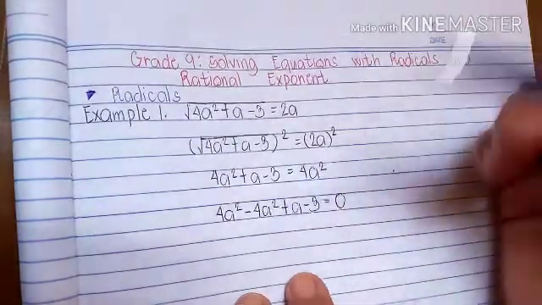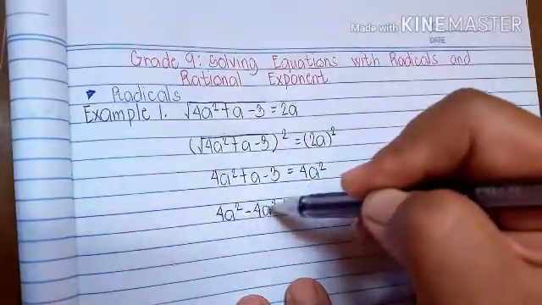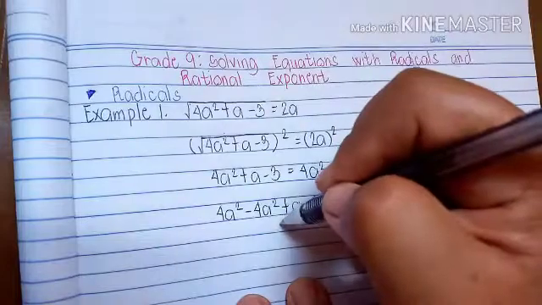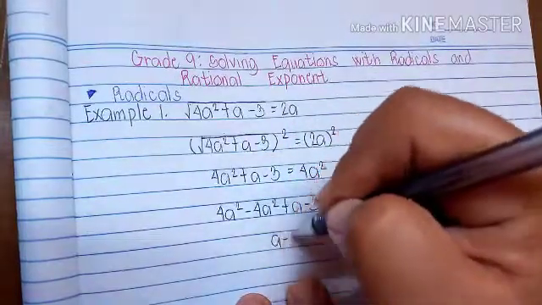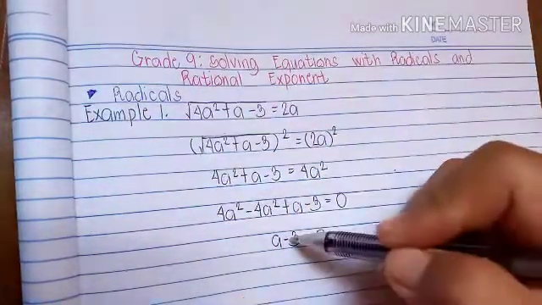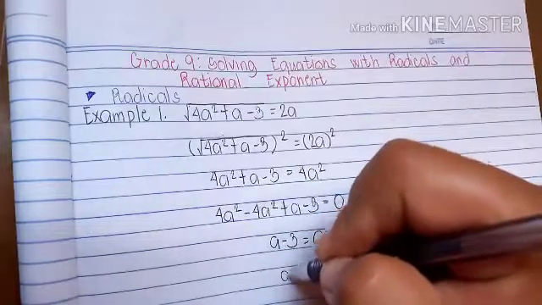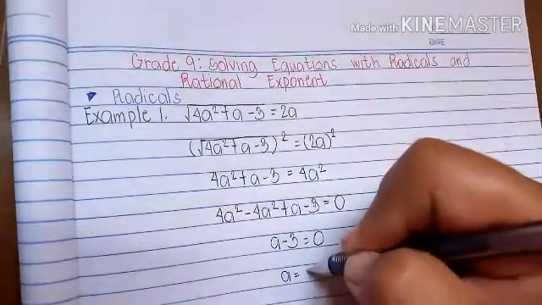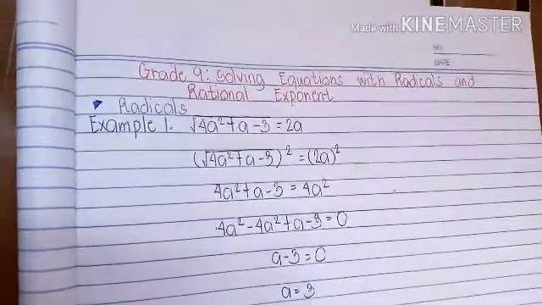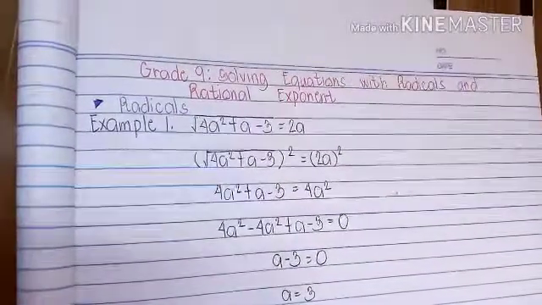Simplifying, since 4a squared minus 4a squared is 0, we have a minus 3 equals 0. Transpose your negative 3, so your a would now be positive 3. So that is your answer.